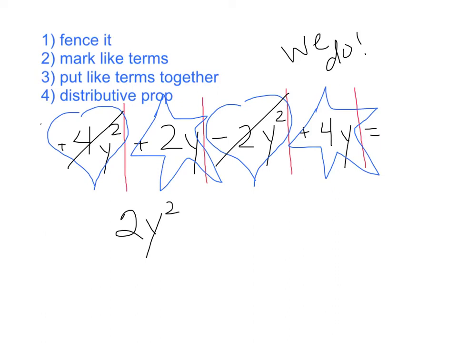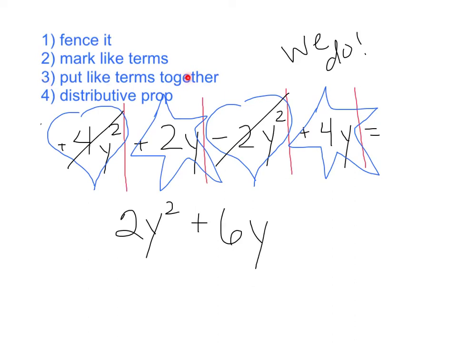Now I have a positive 2y and a positive 4y. So I had positive 2 of those y's, and then I got another positive 4 of those y's. So that's a total of how many y's? I hope you got that. Yeah, it's a total of 6 y's.